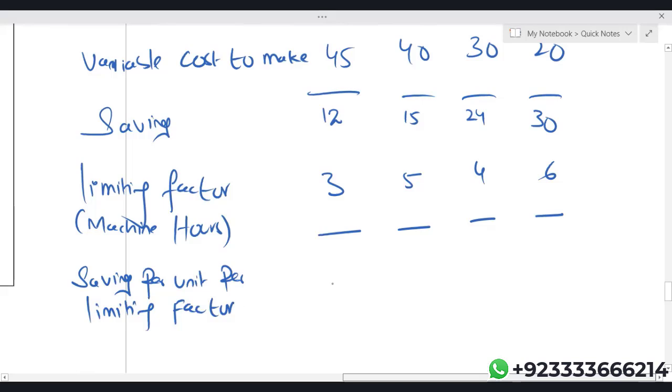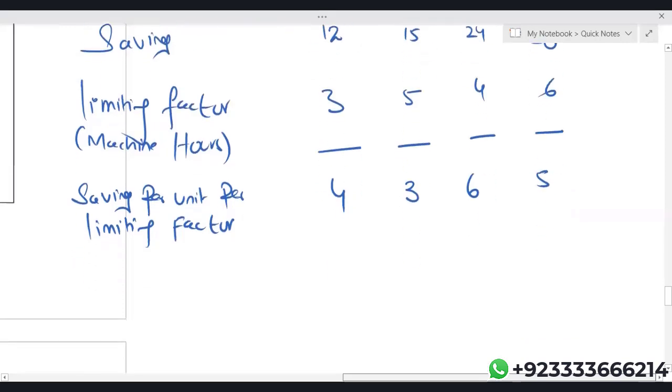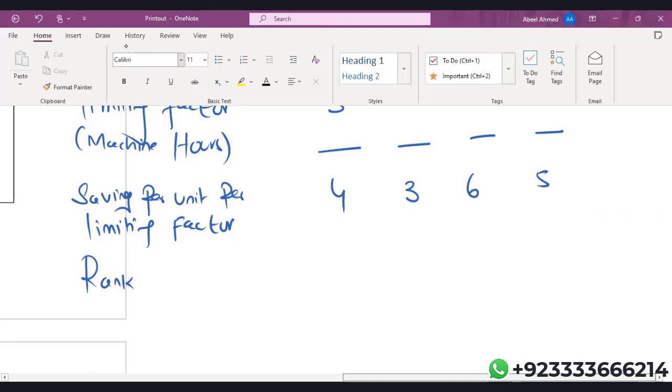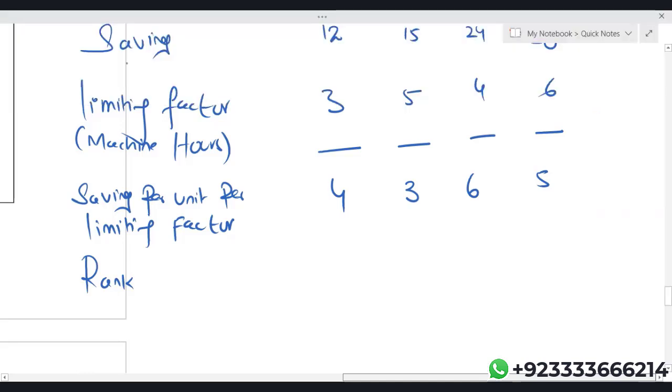12 divided by 3, I'm getting 4. 15 divided by 5, I'm getting 3. 24 divided by 4, I'm getting 6. 30 divided by 6, I'm getting 5. So for saving per unit per limiting factor, the one which has the highest saving is going to be number 1. Ranking: N is first, P is second, L is third and M is fourth.